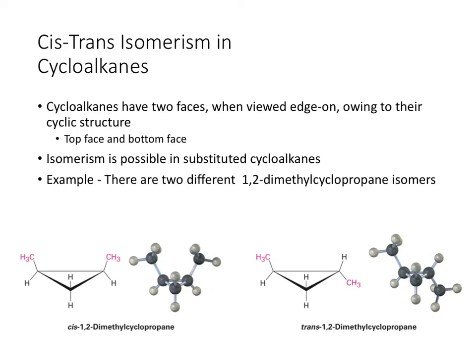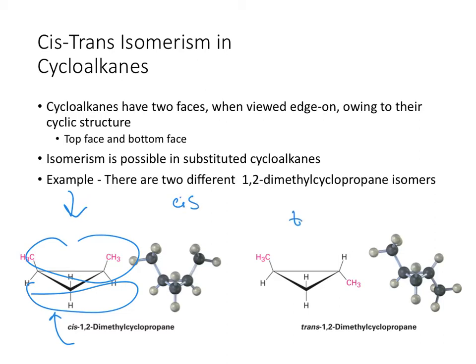Any cycloalkane you can think of as having two faces. If you're looking down on this from above, there's the top face, and then if you're looking from below, that would be called the bottom face. So if you have two substituents that are both on the top face, then we call that cis. But if they're on different faces, we call that trans.